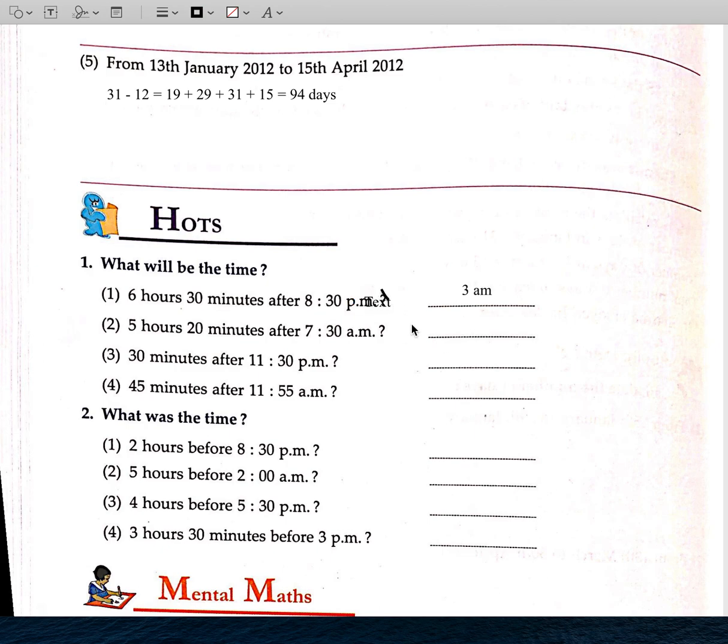Next we have 45 minutes after 11:55. So first we will do the 5 minutes. So this will become 40, and this will become 12 o'clock. So then it will be 12:40. Now as it is AM now, this will be PM. 12:40 PM.